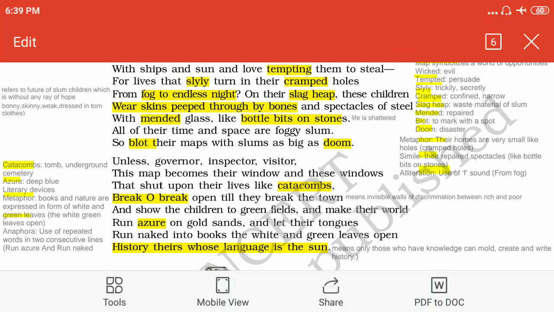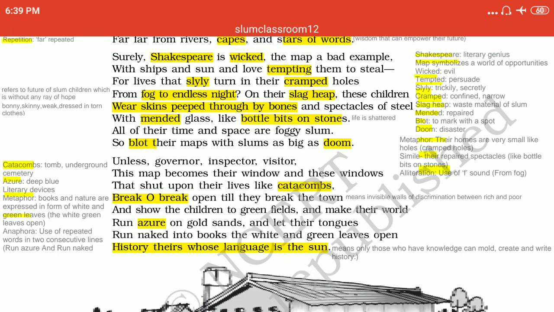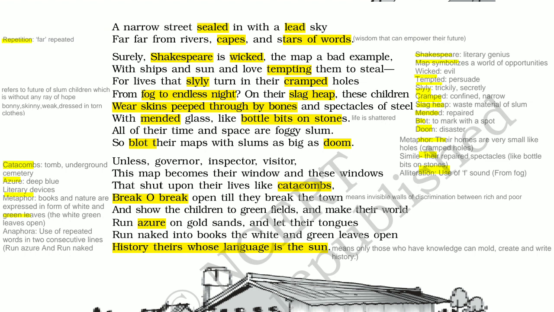It is there in the next line. On their slag heap, these children wear skins peeped through by bones and spectacles of steel with mended glass. So these hungry children live in a place that is like a heap of dirt, and they are so thin that it appears as if their bones are peeping through the thin cover of their skin. Slag heap refers to a large pile of waste material that remains after metal has been removed from rock, and this dirt and garbage is the world for the slum children who spend their life raking in these slag heaps. If you remember the chapter Lost Spring, where we read about Saheb, he also looked for gold or anything else in the garbage. So these children also spend their life raking these heaps of garbage.